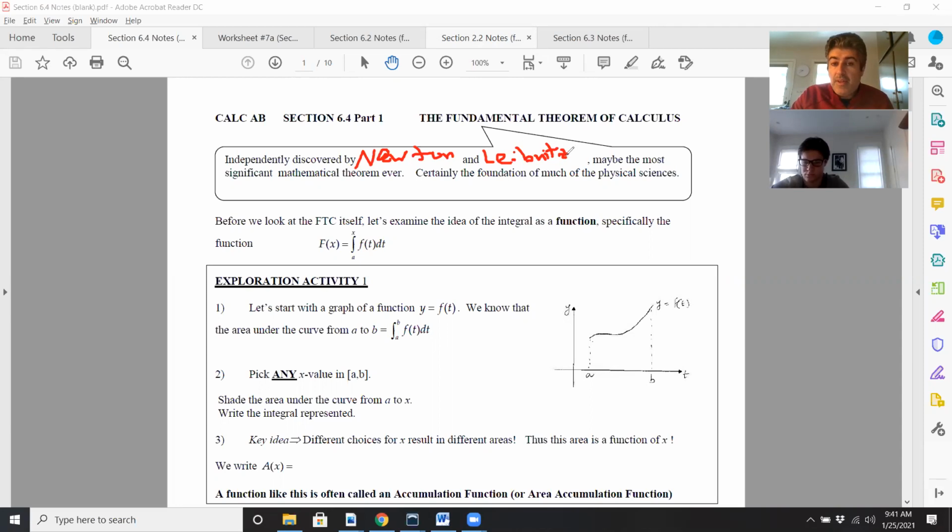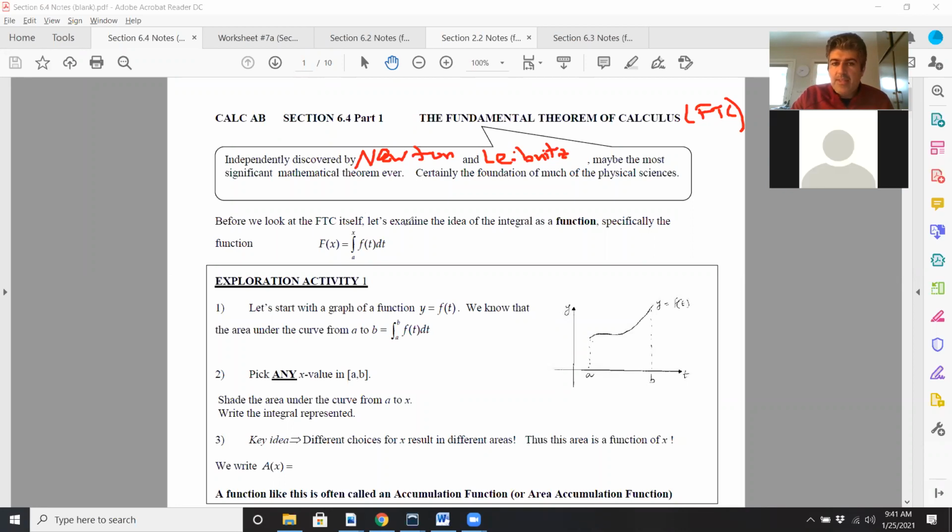And it does serve as a foundation for much of the physical sciences. So a lot of those people who major in physics or engineering or stuff like that, calculus is a big deal in those courses. And in order to understand calculus, you've got to understand this theorem, because this theorem is kind of the heart of calculus. So before we look at FTC, and I call it FTC for short, because it's hard to keep saying and writing out fundamental theorem of calculus, FTC is the abbreviation for fundamental theorem of calculus.